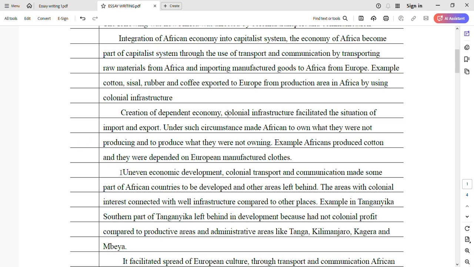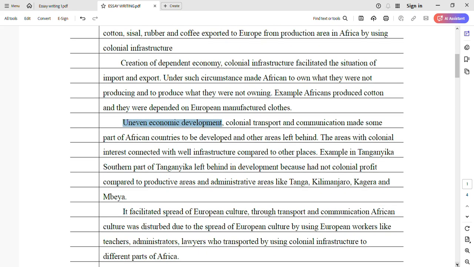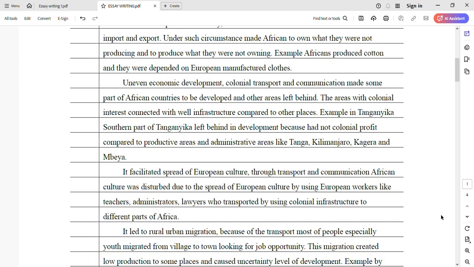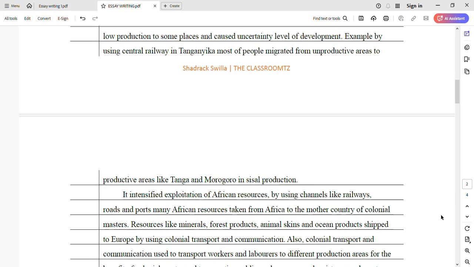Uneven economic development. Also, this is another point. Colonial infrastructure led to uneven development. How? Because some parts received good service through transport and communication, and the other parts were left behind because they did not have facilities of transport and communication. Spread of European culture. It led to rural-urban migration. Intensification of exploitation of African resources.